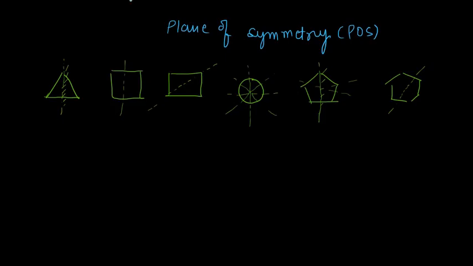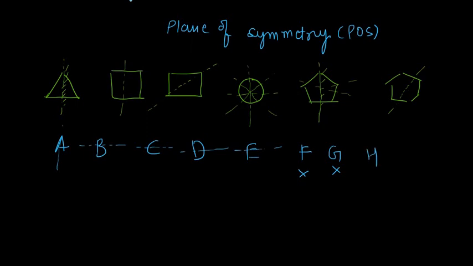Now we look at letters like A. A has a plane of symmetry. B also has a plane of symmetry. C also has a plane of symmetry. D also has a plane of symmetry. E also has a plane of symmetry. F doesn't have a plane of symmetry. G doesn't have a plane of symmetry. H also has a plane of symmetry, right? I also has a plane of symmetry.